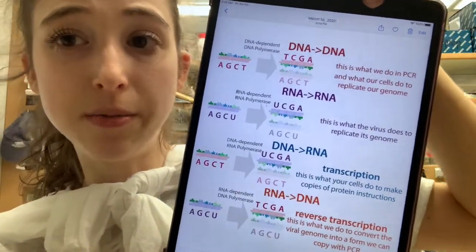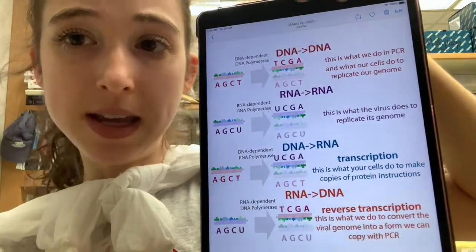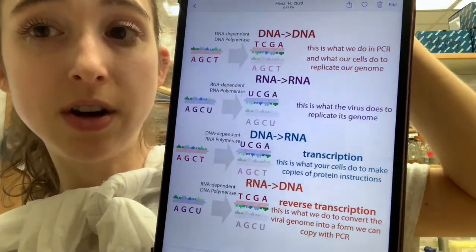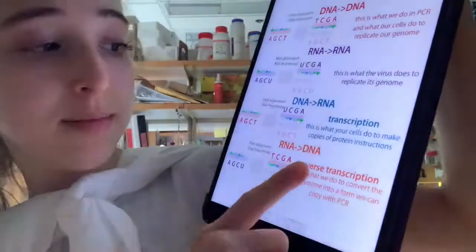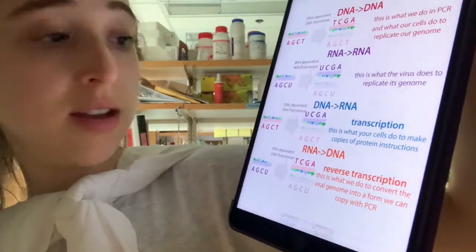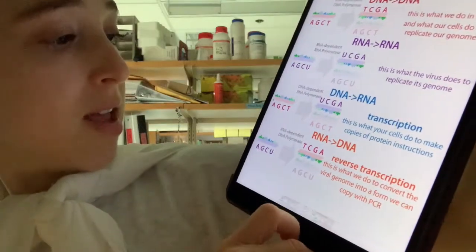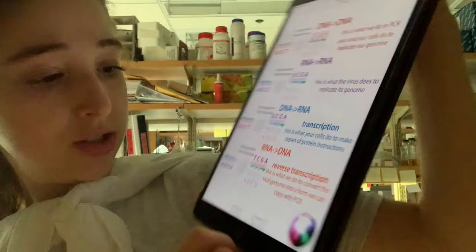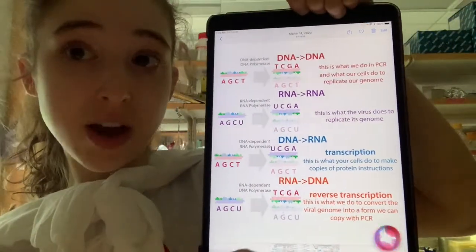So the virus has to encode the genetic instructions for making an RNA-dependent RNA polymerase, because we don't have one of those RdRps. Then DNA to RNA is what our cells do to make copies of protein instructions. And RNA to DNA is what we do in reverse transcription. This is how we make the DNA copy of the RNA.